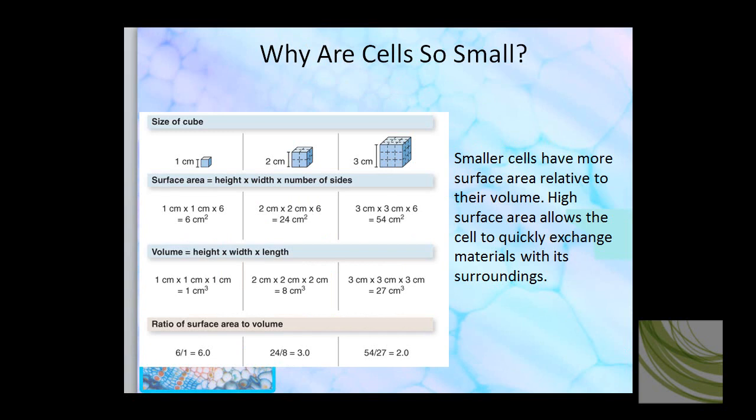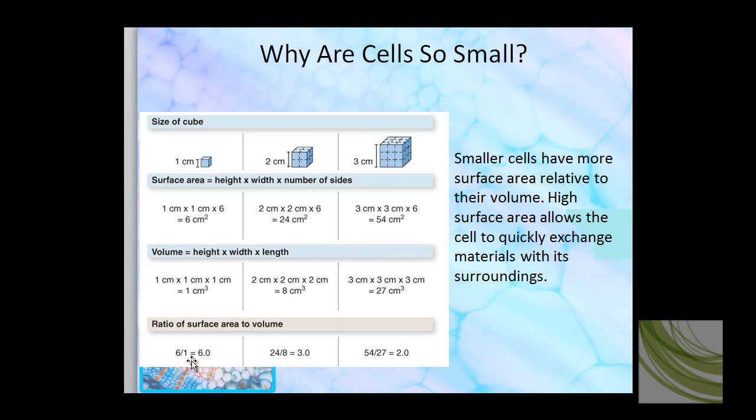Why are cells so small? Well, it has to do with what is called surface to volume ratio. Understand that for a cell to live, things will diffuse into the cell and things will diffuse out of the cell. So when you have a very small cell, like here, we have a 1 centimeter square block, a 2 centimeter square block, and a 3 centimeter square block. When you calculate the volume compared to the surface area, you get ratios. A 1 centimeter square block has a ratio of surface to area of 6:1.